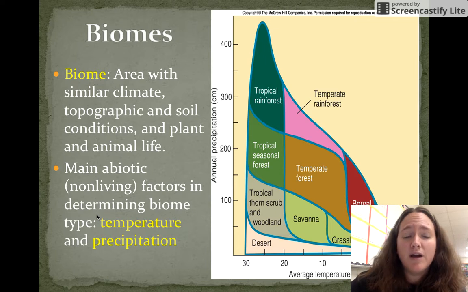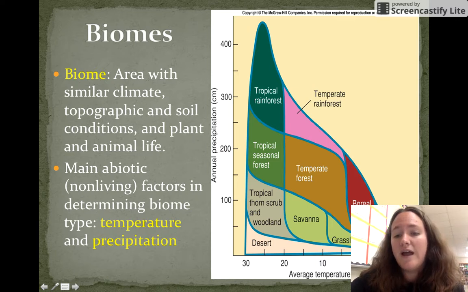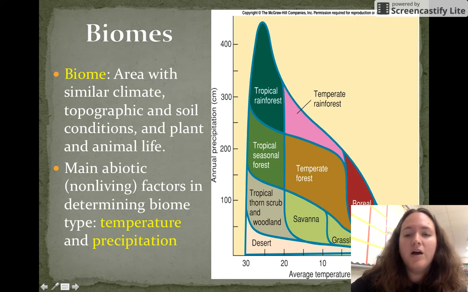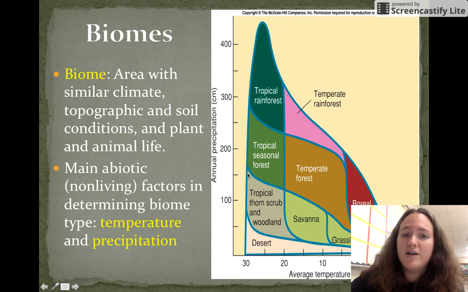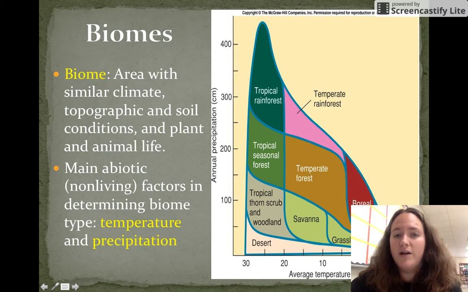The main components of the abiotic features that are the most important are going to be your temperature and precipitation. As you can see in this graph, that's also what's there. So this is your precipitation on the y-axis, average temperature on the x. You'll notice that the coldest biome is going to be the tundra. Also has not a whole lot of precipitation, and it's going to be snow usually in that biome.